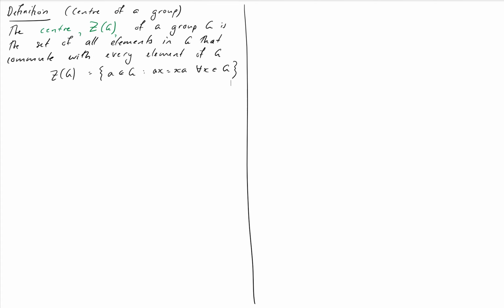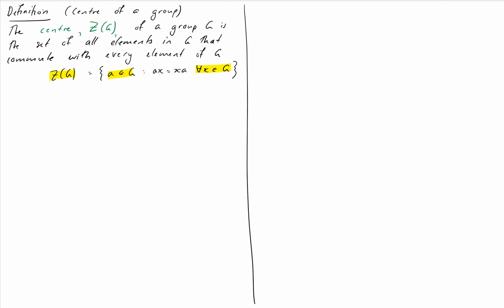Here's a slightly more technical definition of that. The centre of a group is the set of all elements in G that commute with every element of G. We can write that in set notation, where Z of G is the set of all things A in G such that for every single element X of G, that element A commutes with the element X of G. So it's like the commutative part of a group.